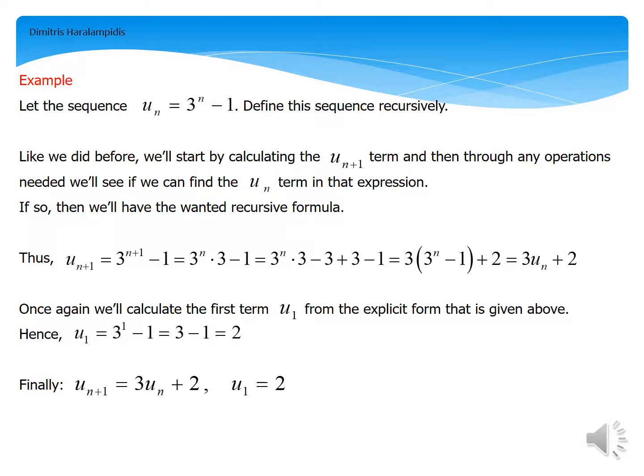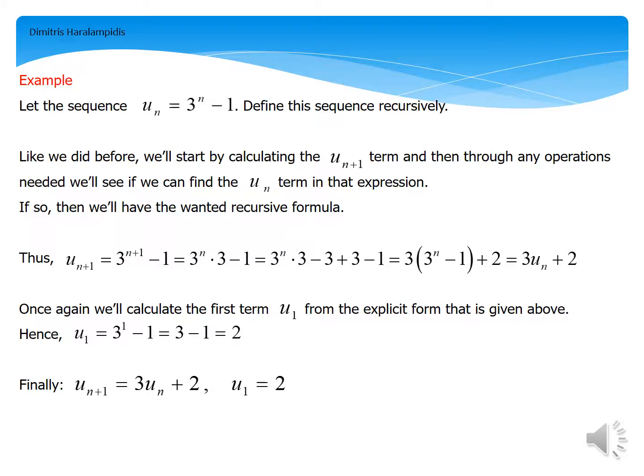Thus, the u sub n plus 1 term will be equal to 3 to the power of n plus 1 minus 1, which is equal to 3 to the power of n times 3 minus 1. Then, in the next step, we add and subtract number 3 at the same time and write 3 to the power of n times 3 minus 3 plus 3 minus 1. Then, in the following step, we use number 3 as common factor and write 3 times parenthesis 3 to the power of n minus 1 close parenthesis plus 2.